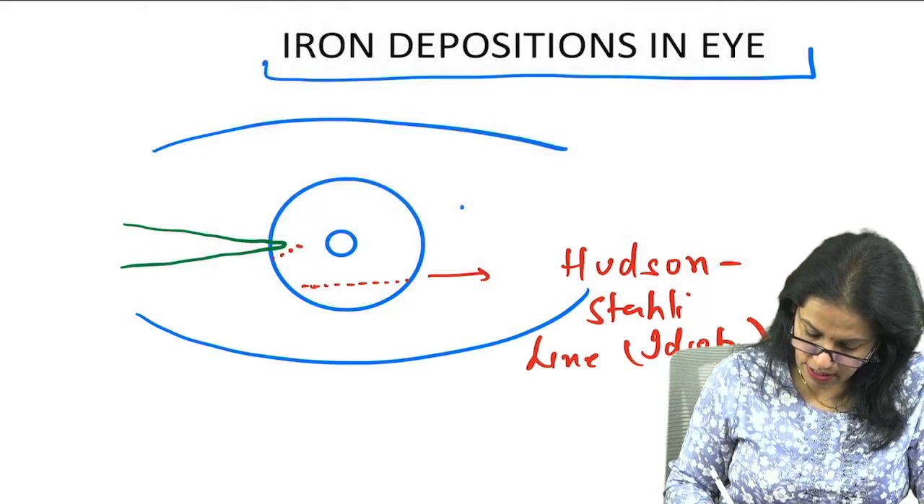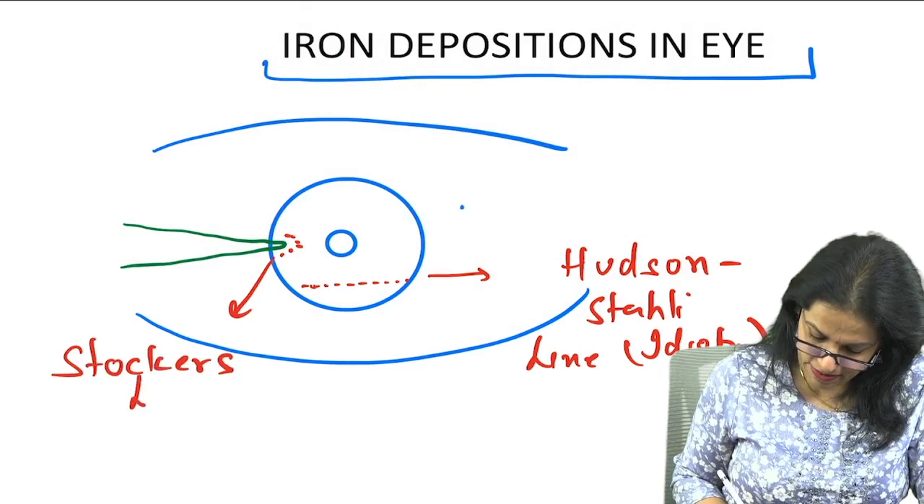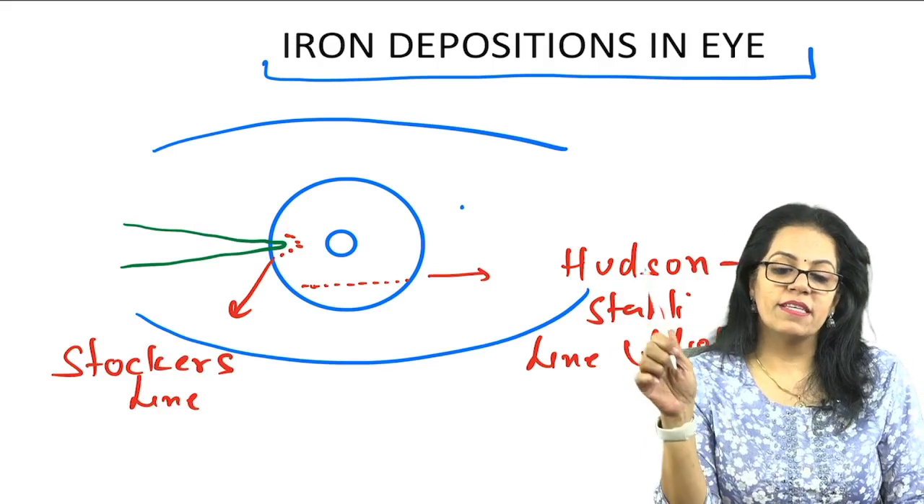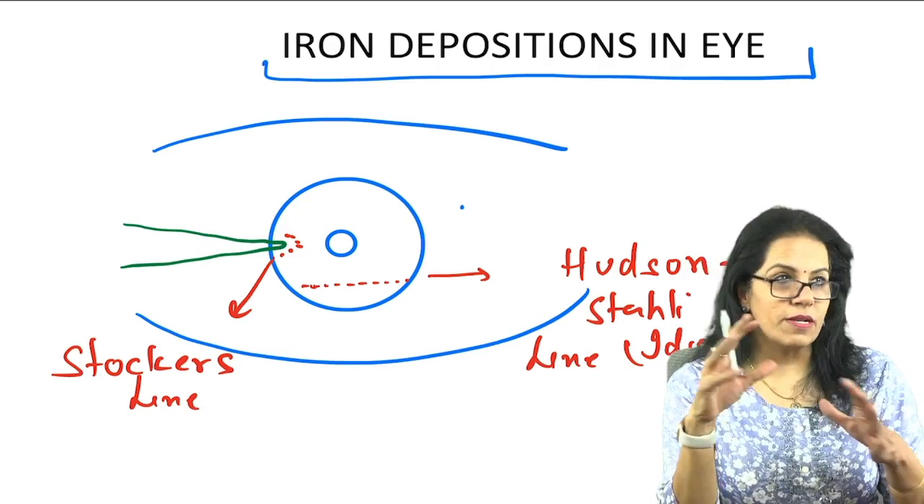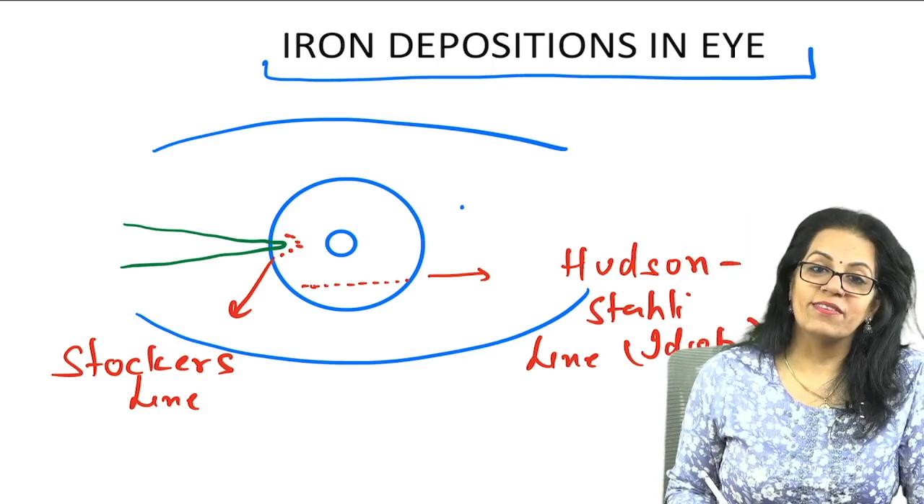So we will draw here. We will write here. This is your Stocker's line. Then we come to the next iron deposition, that happens after you have done a trabeculectomy in a patient. Trabeculectomy is commonly done in glaucoma patients, you know this, right?